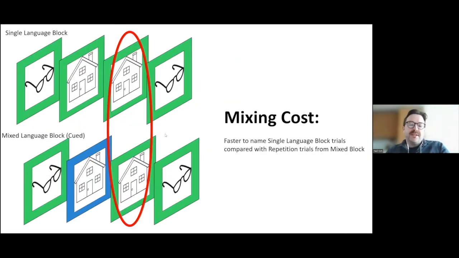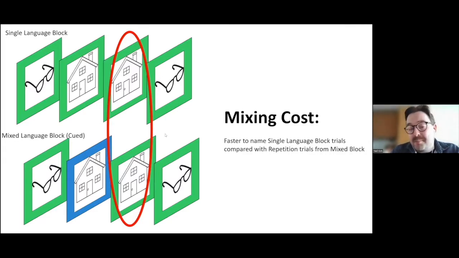Now, a common finding in bilingual research is that there is a mixing cost associated with having to use more than one variety. What we generally find is that trials in single language blocks are named faster than repetition trials from mixed language blocks, despite both types of trials basically involving naming within the same variety from one trial to the next.